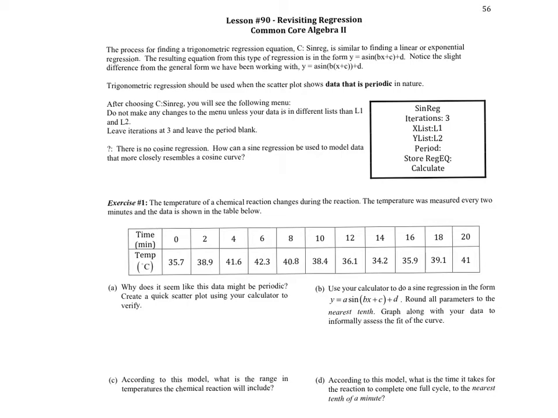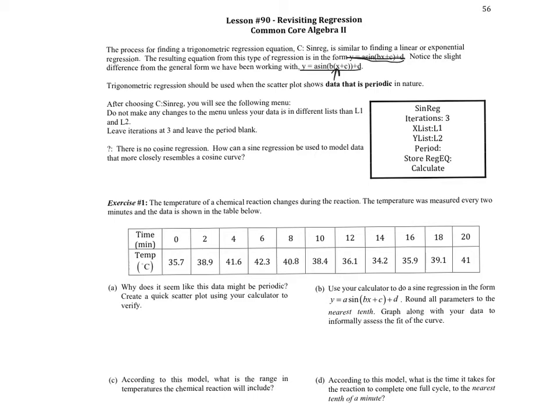So this says the process for finding a trigonometric regression, sine reg, is similar to finding a linear or exponential regression. The resulting equation from this type of regression is in this form: a sine bx plus c. It's slightly different than when we write the equations. If you notice, the parentheses is in a slightly different spot. You don't have to worry about that too much. You're not going to have to identify phase shifts from this, which would be the only thing that would change.